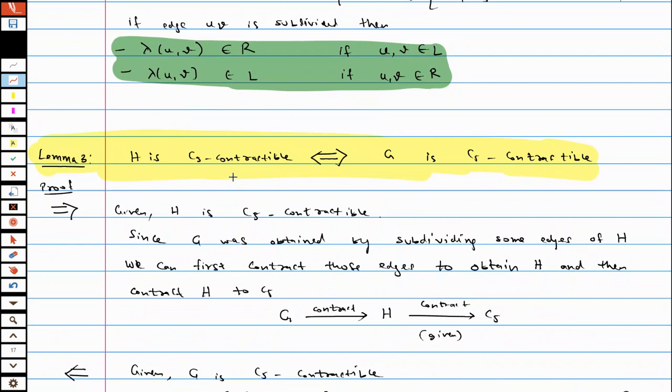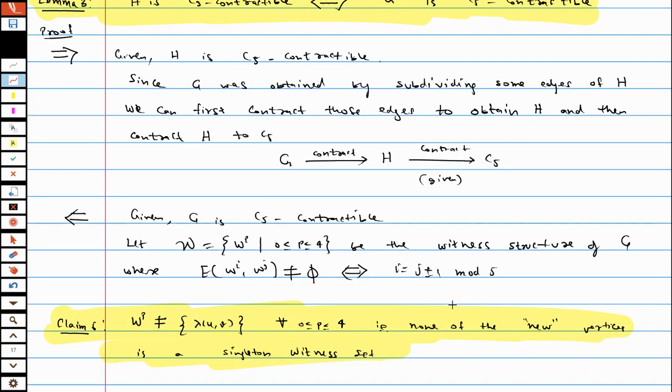So the first direction is pretty easy. That forward direction: if H is C5 contractible, then G is also C5 contractible, because first we can contract G to H and then we can contract H to C5, since we got G from dividing edges. So the forward direction is easy. The backward direction is obviously hard.